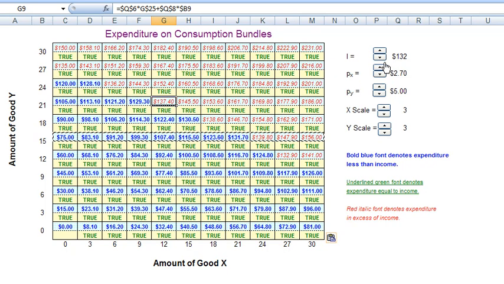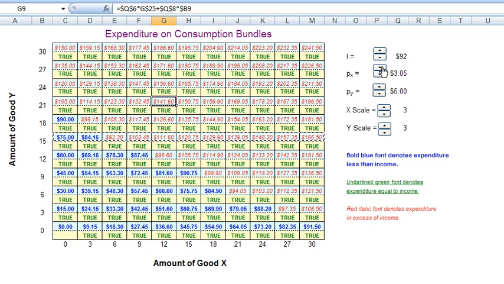Now what you can do is look at how this filled in matrix changes as I change income. So I'm going to lower income, and look what happens. More of the boxes become red italic, fewer of the boxes are blue bold, because now my income is lower, so more of the expenditure exceeds income. I'm going to leave that, and now I'm going to raise the price of X, and look what happens when I raise the price of X for a while.